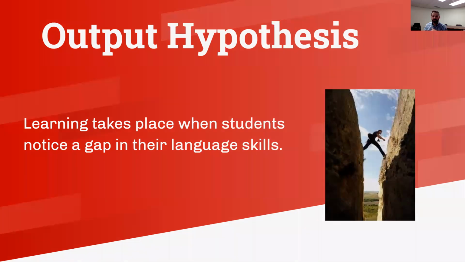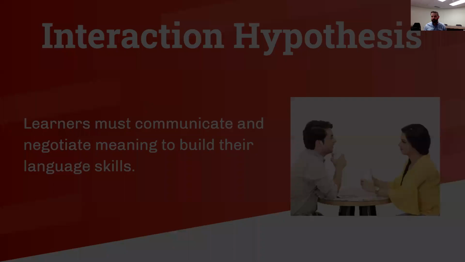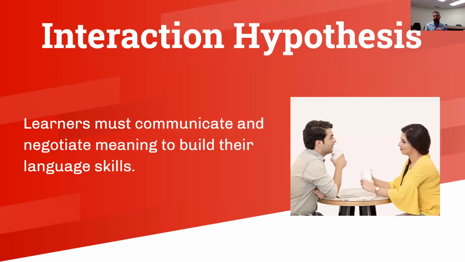So speaking is a really important thing that we need to do with language in order to be aware that we have these gaps. Now, the interaction hypothesis is related to this. The interaction hypothesis says we need to be producing language in order to learn and acquire language. But it's through that production and negotiation of meaning that we build our skills.